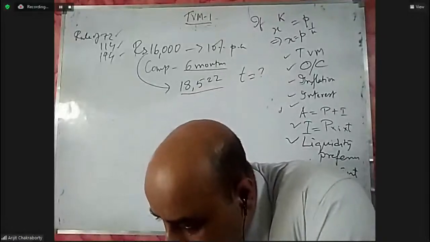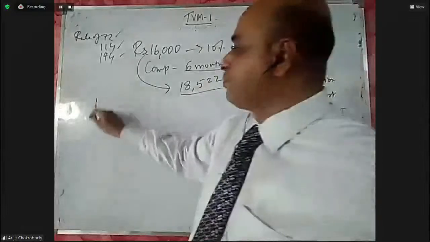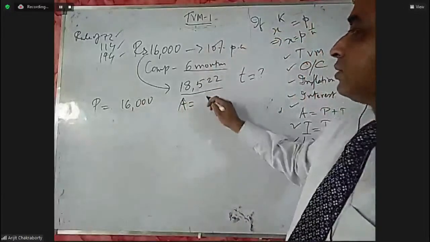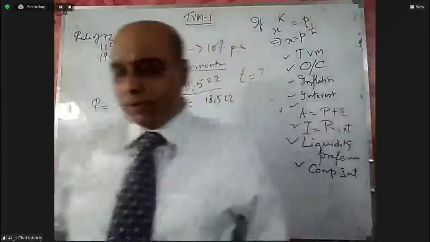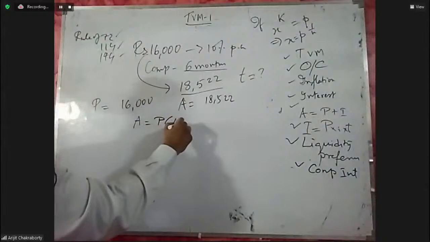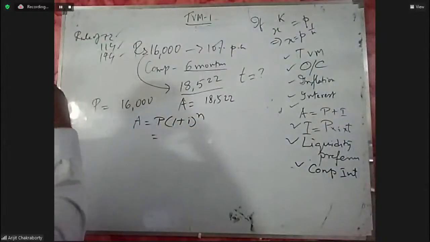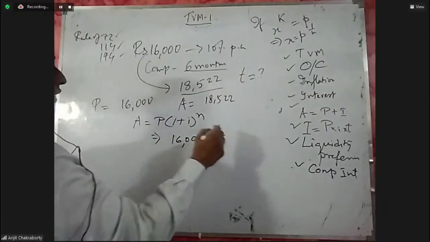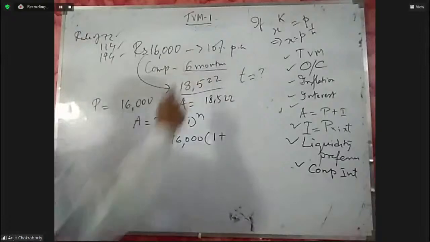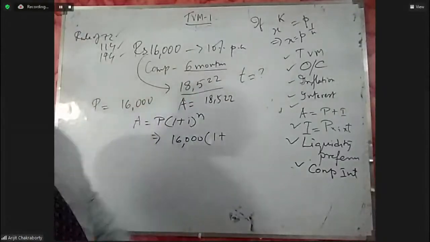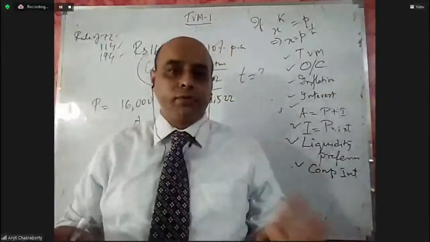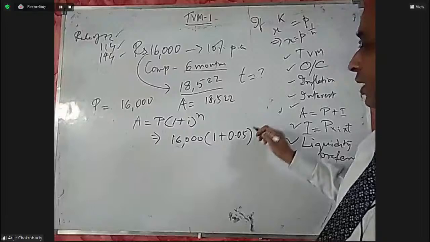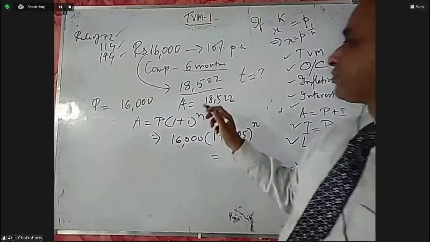Now let us try and solve this question. So here you see the principal P is 16,000. This is clear. The amount A becomes 18,522. And we know the formula: A is equal to P into 1 plus i to the power n. So P is 16,000, so I will write 16,000 into 1 plus i. The rate is 10%, but it is compounded every 6 months, so the interest rate for 6 months will not be 10%. It will be 5%, so I will take 0.05. This is the important adjustment we are doing. This to the power n will give you 18,522.